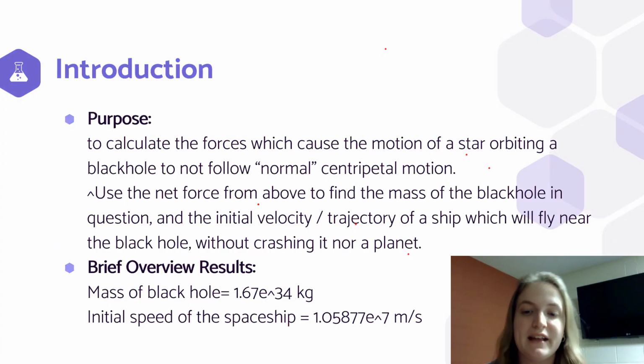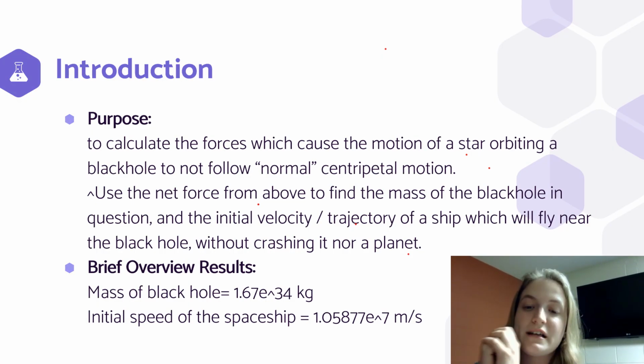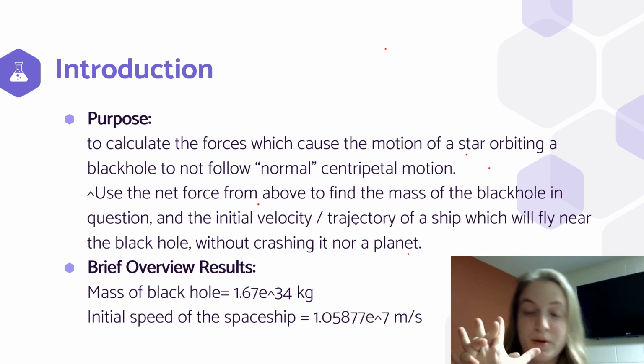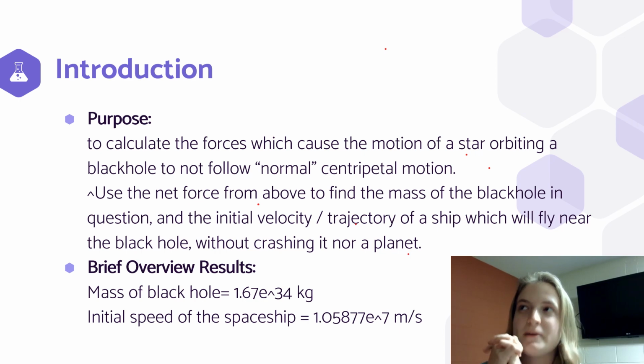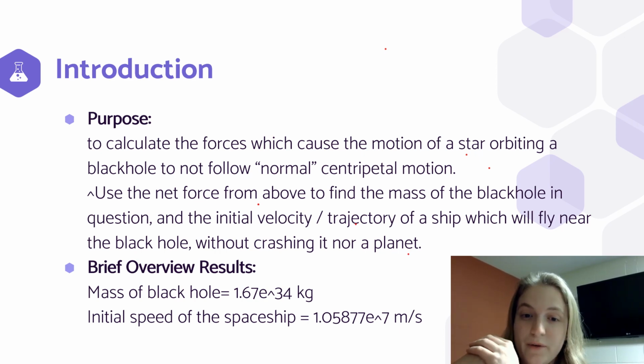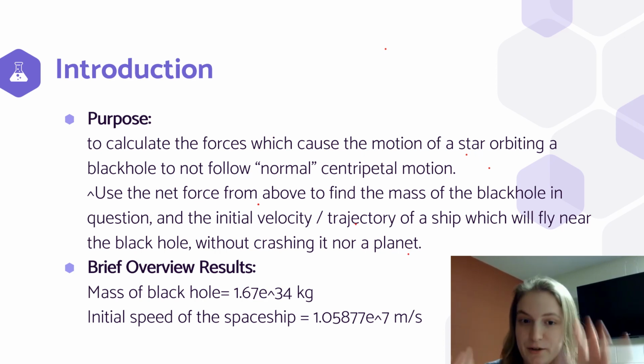So today the purpose of our experiment is going to be calculating the forces which will cause the motion of a star orbiting a black hole to not follow normal centripetal motion. So we're going to use a little bit of net force manipulation to find the mass of the black hole in question and the initial velocity and trajectory of a ship later which will fly near the black hole without crashing into our planet. So just a brief review of the results.